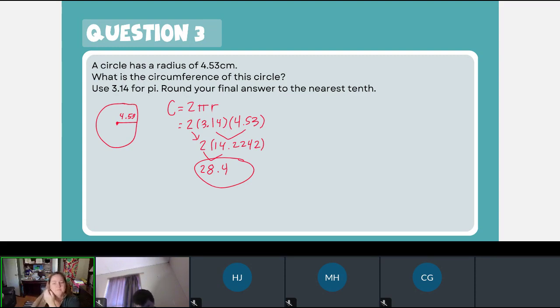Hezekiah, yes, that's fine. Okay, so for number 3, you are using the 2 pi r formula for circumference, then multiplying your numbers in parentheses, and then multiplying that by 2, and you get 28.4. They measured in centimeters, so you could add centimeters to the back of that if you want to. All right, about 30 seconds, and we're going to move on to number 4.